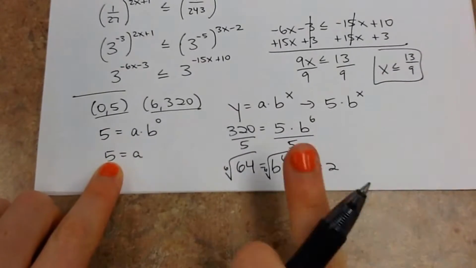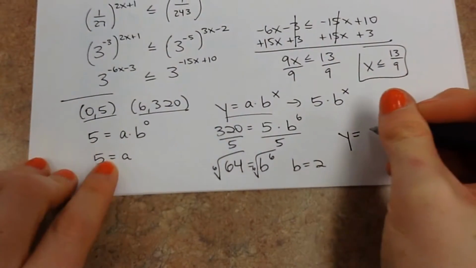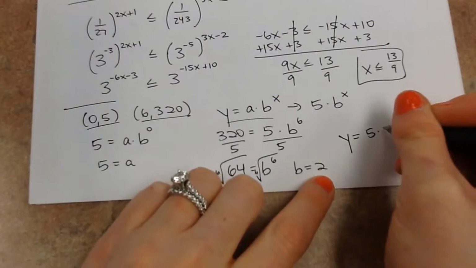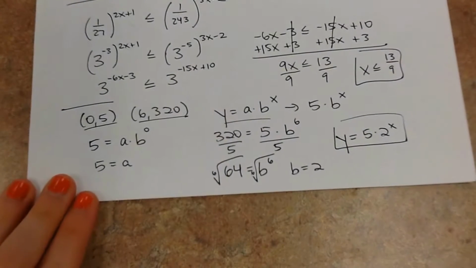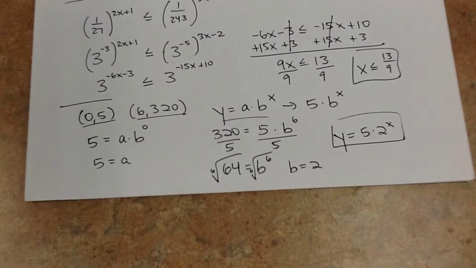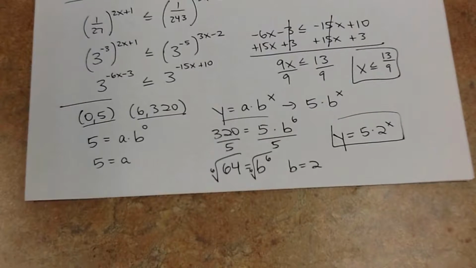So I know A, I know B. I can plug those into this equation right here, and I get y equals 5 times 2 to the x. Now remember, you cannot multiply 5 times 2. It doesn't work like that, because 2 is being raised to a power, then I multiply that by 5. So it would not at all be the same as 10 to the x. So be very careful with that.